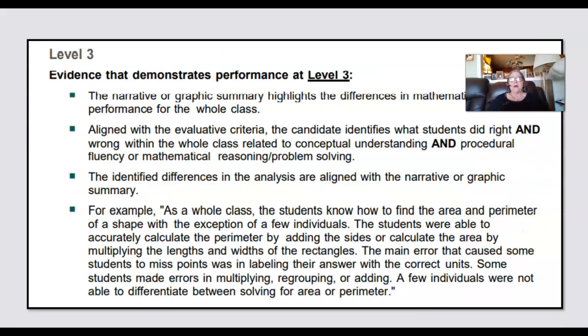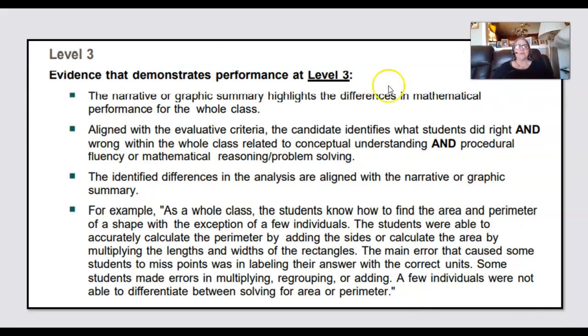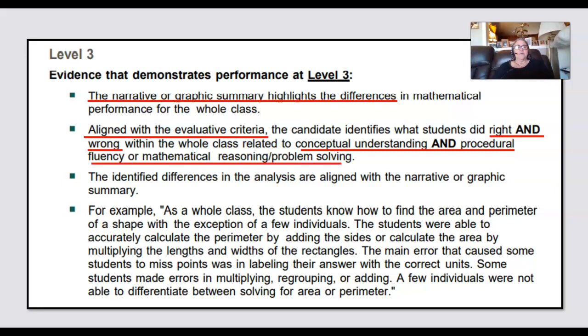So next we have, this is from your Understanding Rubric Level Progressions. This is your URLP, as I like to call it. So you want to make sure that you have these things: a narrative or a graphic that highlights the differences in mathematical performance for the whole class. We'll make sure it's aligned with evaluative criteria. And it shows what the students did right and wrong within the whole class. And the right and wrong needs to be related to conceptual understanding and procedural fluency or mathematical reasoning problem solving.